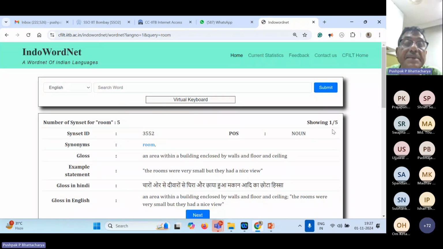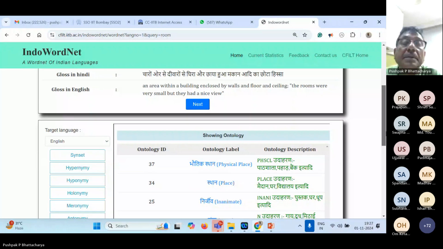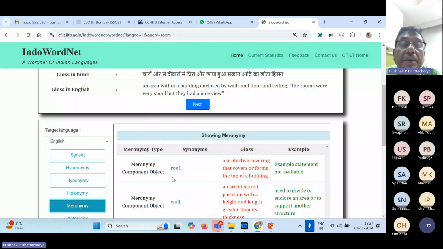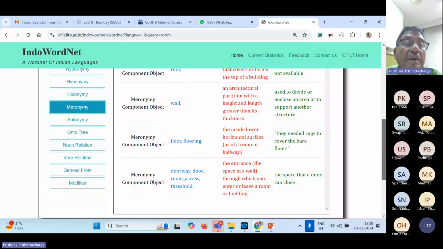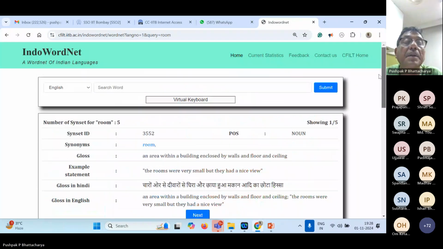Room also has 5 senses, an area within a building enclosed by walls and floor and ceiling. Does room have a meronymy? Yeah, room has a meronymy. Meronymy means part of. So roof, for example, is a part of the room. Door is a part of the room. Wall, floor, flooring, these are parts of room. So do try to navigate in the WordNet.